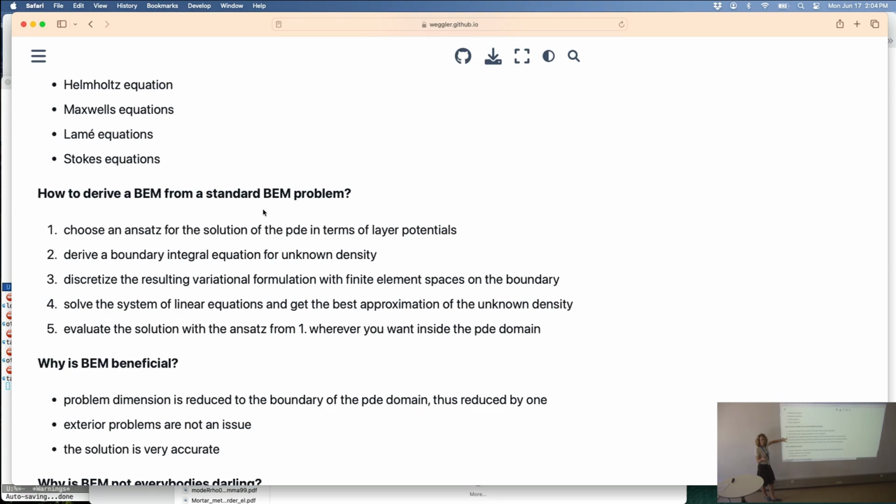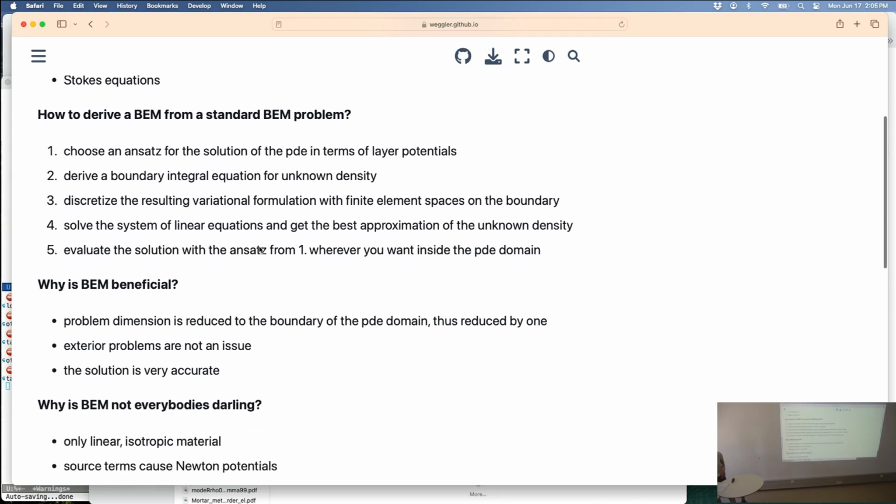And then step three, you solve it with a variational formulation. As we see it in a finite element setting, you have also a finite element space, on the boundary. And you end up with a linear system of equations that you solve for this unknown density on the boundary. So once you have it, you can plug it into your ansatz, and you know the solution of the PDE. So that's step five.